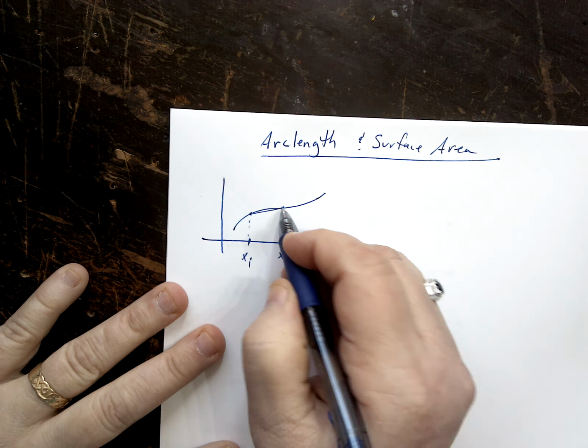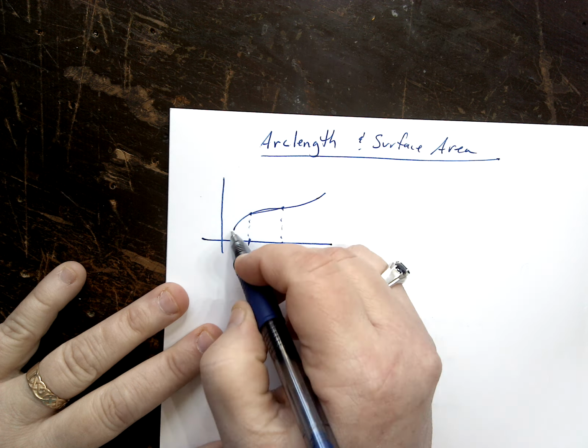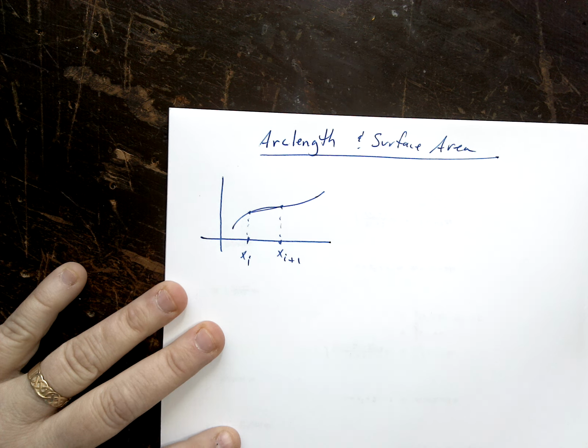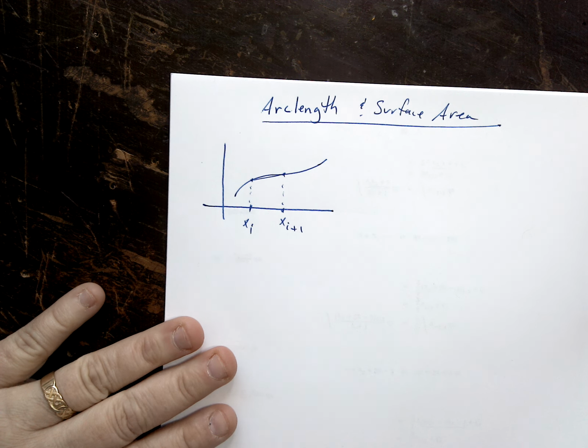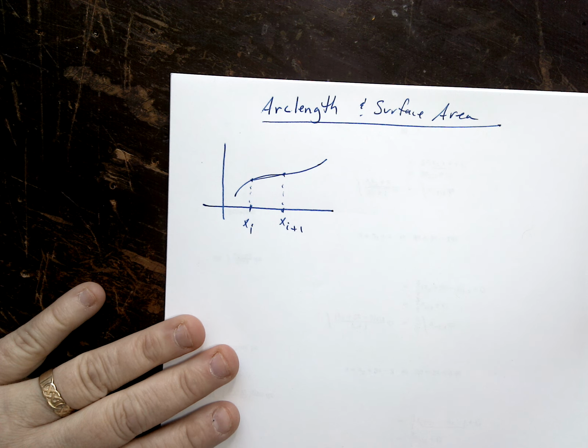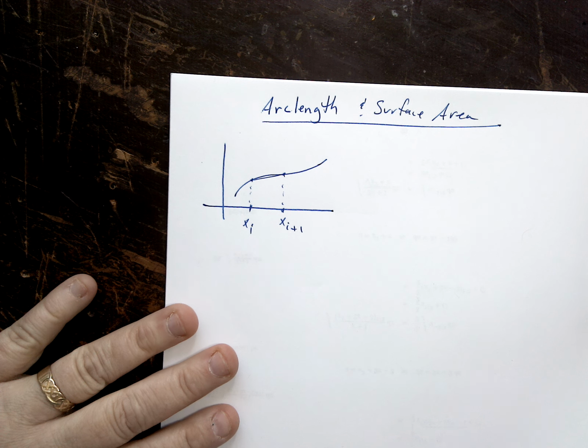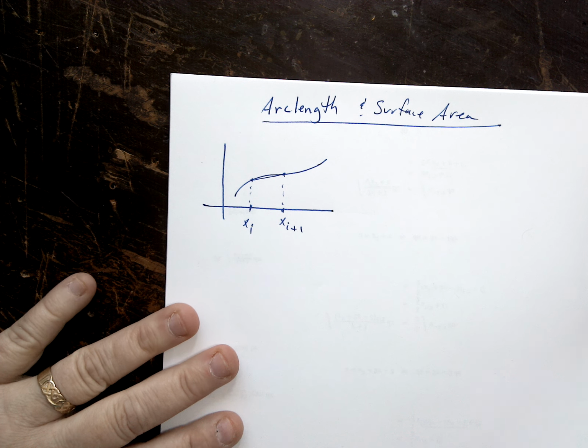into little pieces, and then we'll add up all the little lines, and then we'll get an approximation of the arc length. Then we take the limit as n goes to infinity, where n is the number of lines, and the closer we get to infinity, the bigger n is, the better our estimation is. So if we take the limit, it will give us the actual length.